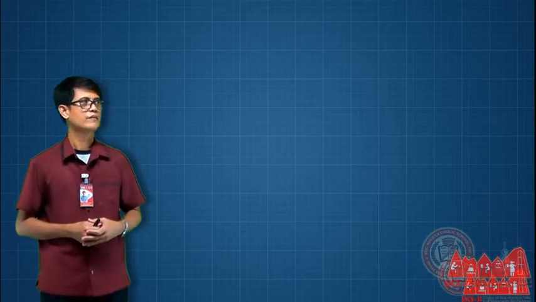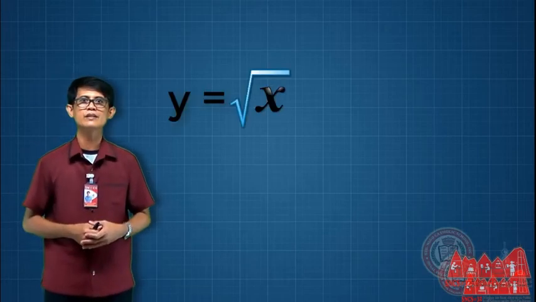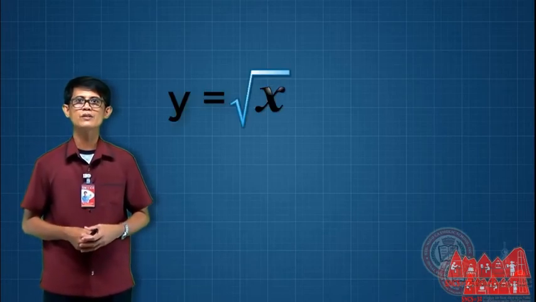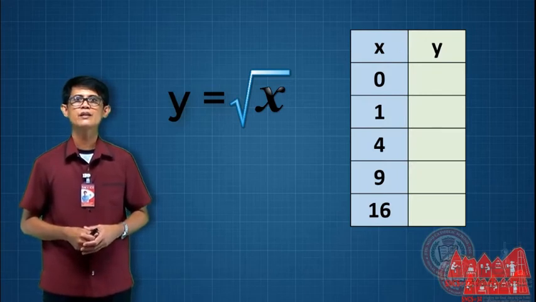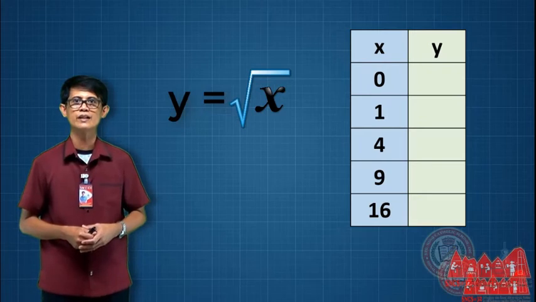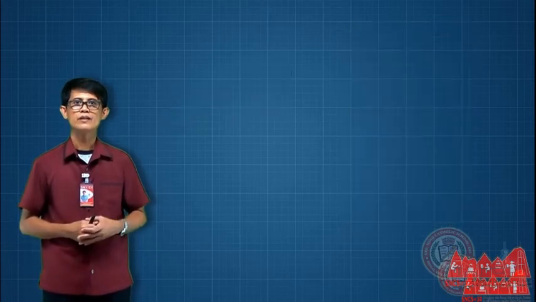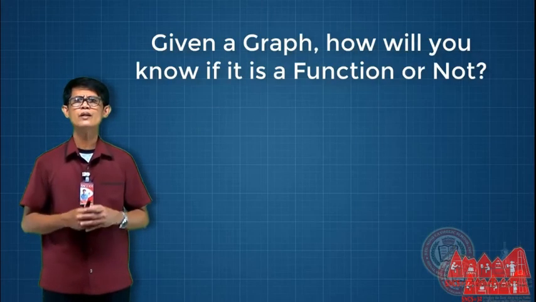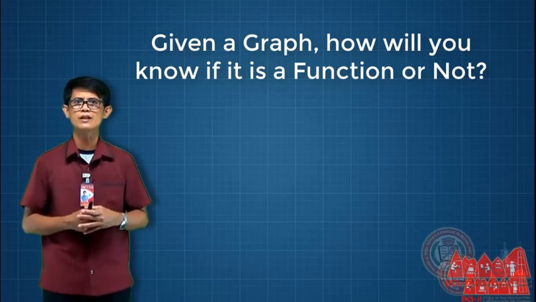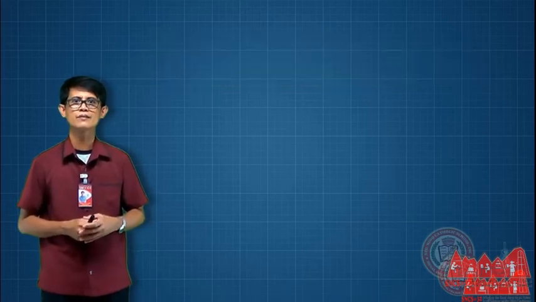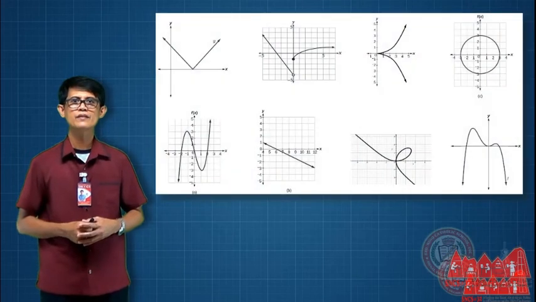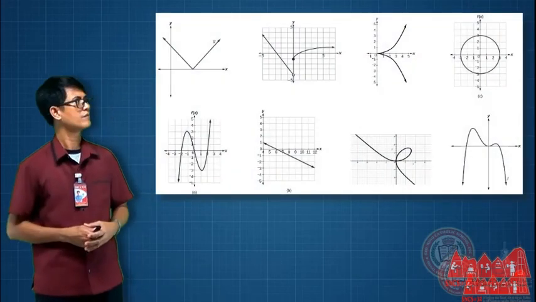How about this one? Construct your table of values and graph it. Just use perfect square integers as your chosen domain to easily solve for your range. Can we consider this a function or not? Wait, just given a graph, how will you know if it is a graph of a function or not? Here are some examples. Which of these graphs are functions?